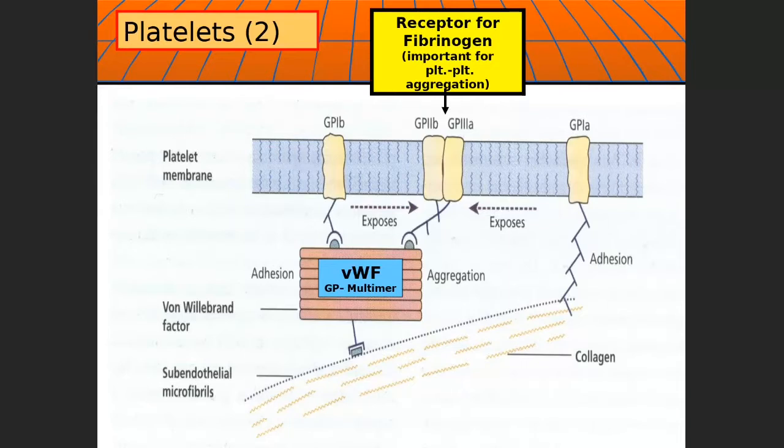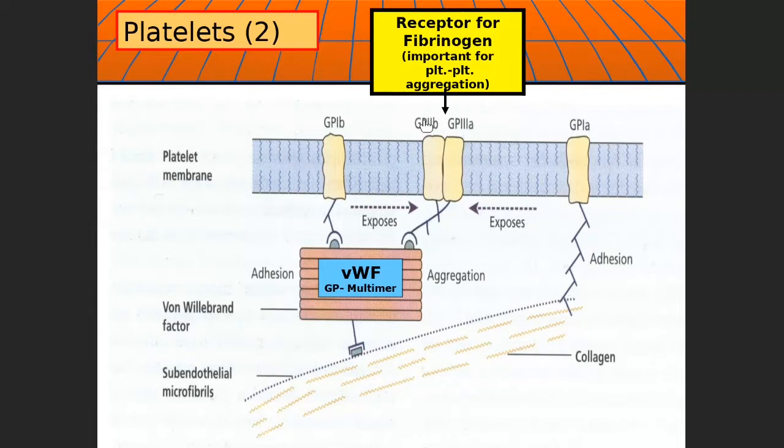We need normal glycoprotein 1 receptor on the surface of platelet. We need von Willebrand factor. And then the von Willebrand factor will mediate adhesion of platelets to the subendothelial collagen of the vessel wall. Okay? If there is no von Willebrand, then platelet adhesion will be defective. Another glycoprotein receptor is the glycoprotein 2b3a receptor on the surface of platelets. This is a receptor for fibrinogen, and it is a receptor for platelet aggregation.